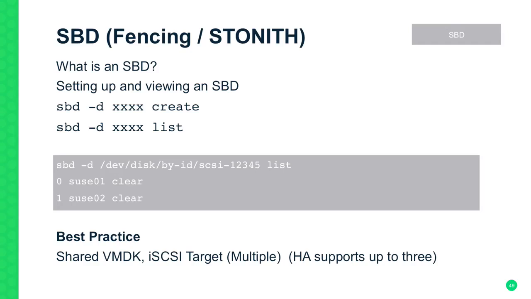Now, as far as VMware is concerned, VMware ESX users will naturally go to a shared VMDK. That's perfectly fine. You might want to look at an iSCSI target as well if you're not comfortable running shared disk files. And the important thing is the HA product supports up to 3. So if you're going to have 3 shared VMDK files, don't put them all on the same data store. Spread them around your organization. Make sure you don't have any kind of single point of failure.